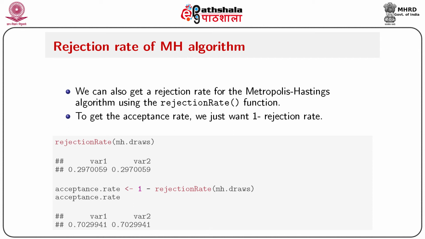We can also get a rejection rate for the Metropolis-Hastings algorithm using the rejection rate function. To get the acceptance rate, we just want 1 minus the rejection rate. That's quite simple. Remember the R is uppercase, so rejectionRate, then MH.draws, then variable 1 and variable 2. So the rejection rate is 29%, almost 30%. So the acceptance rate is almost 70%.